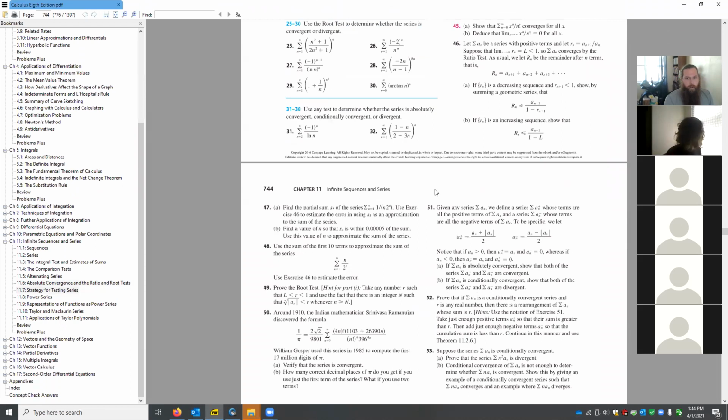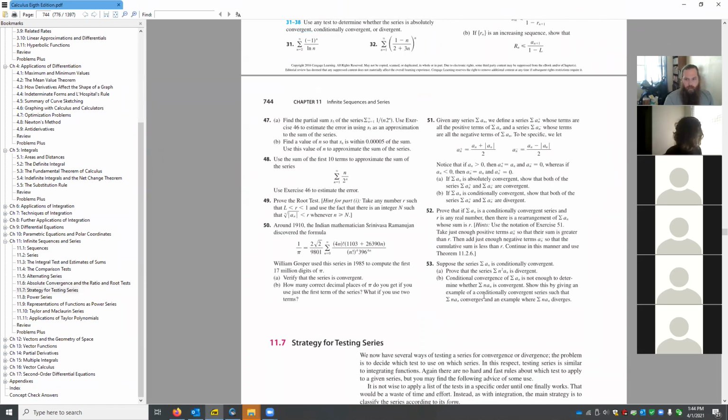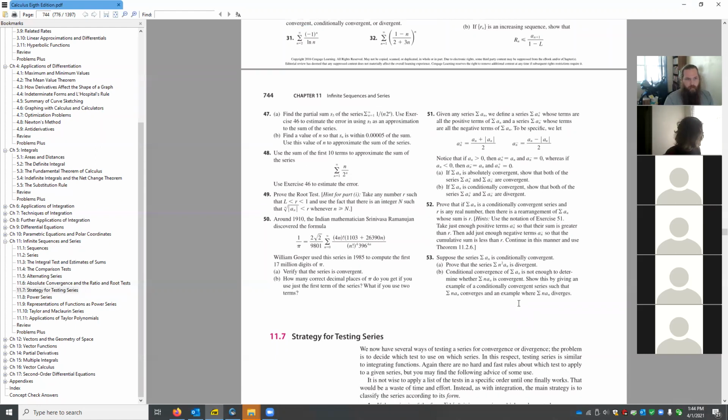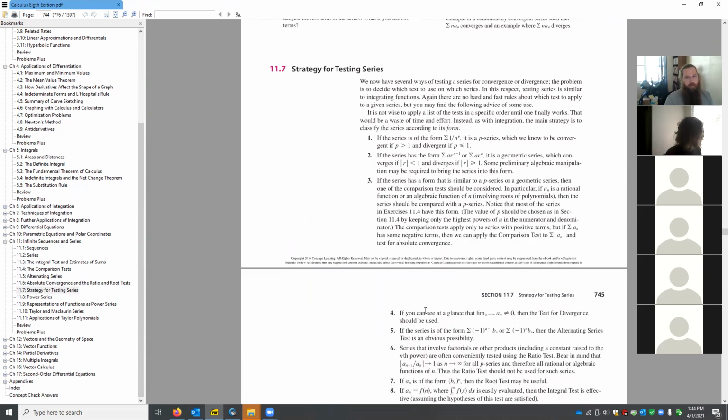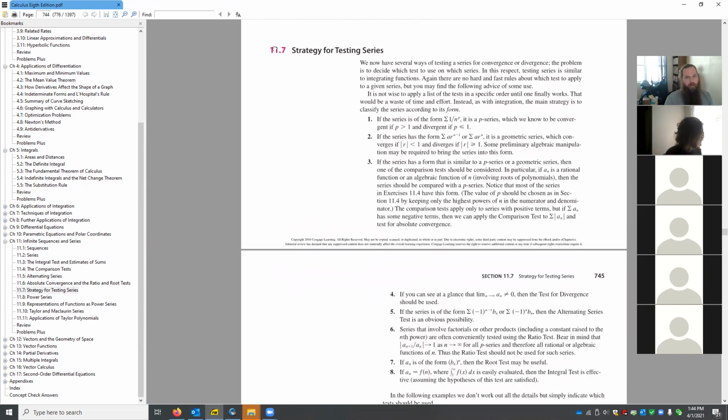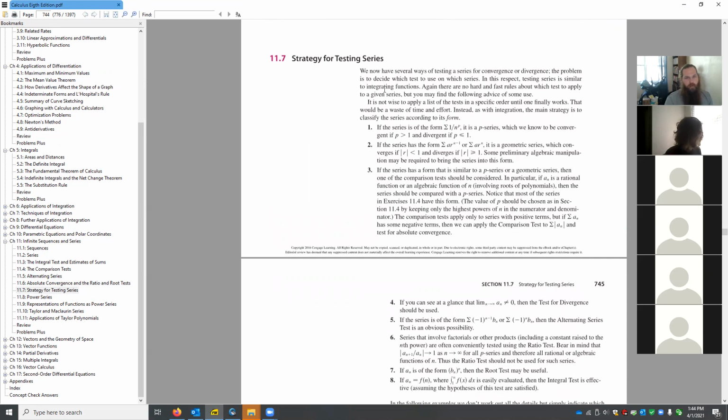We are right about at our break time, so I will go ahead and put a pause on the class here for about 15 minutes. You guys can grab a snack, relax, use the bathroom, do your thing. We'll come back at 2 o'clock and talk about section 11.7, which is on strategy for testing series. So kind of what test to use when, and then we'll look at some more problems. So we got about a 15-minute break.